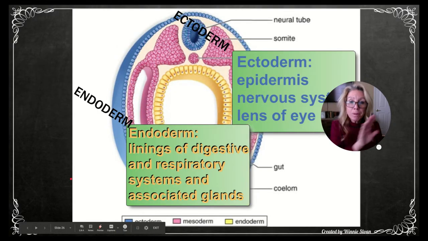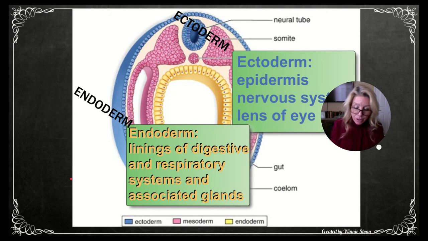So here I've spelled both of those out, and let's put it in our notes as well. And so as long as you know the bookends, then everything else defaults to the mesoderm. So your ectoderm is your outer layer. It will form your nervous system, your epidermis, lens of your eye. Your endoderm, skip down to that one, is the inner layer, and it will form the epithelial lining of the digestive, respiratory systems, and any associated glands with those two systems.